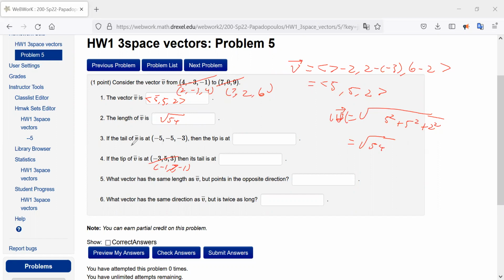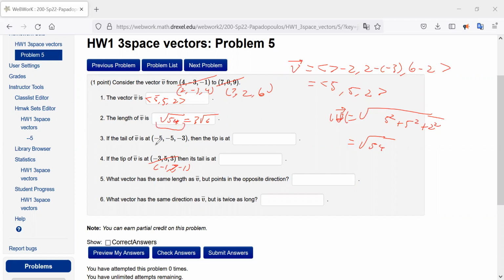You could pull out a little bit, but it's not really worth the simplification. This is also equal to 3 times, if I pull out the 9, I am left with root 6, so 3 root 6. But you don't have to simplify. The square root of 54 is perfectly fine right here.